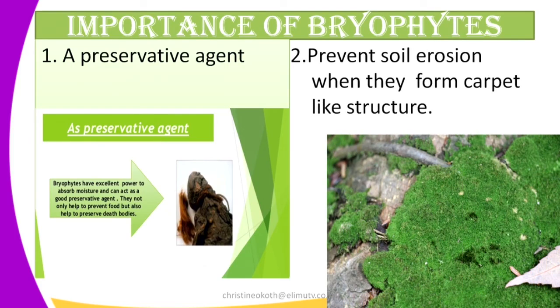Another importance of bryophytes, they help in prevention of soil erosion because they form a carpet-like structure. When they form a carpet-like structure, it means that the soil erosion is going to be very low because they cover up the soil which would have been carried away maybe by the winds. So they help in the prevention of soil erosion.